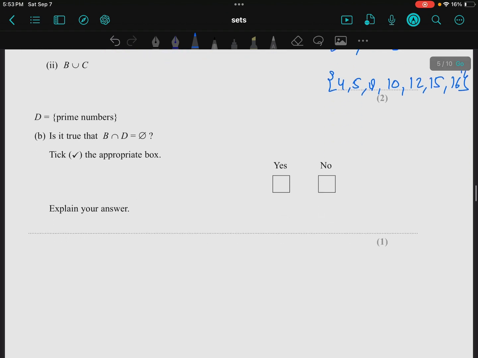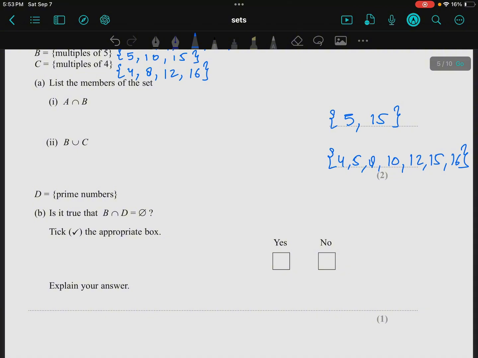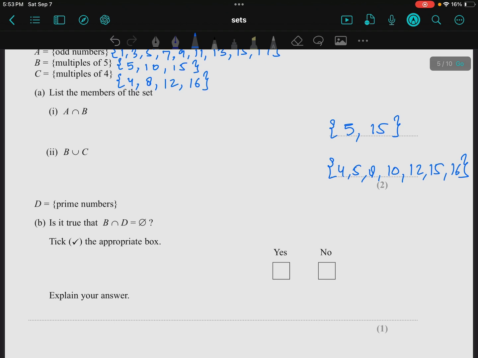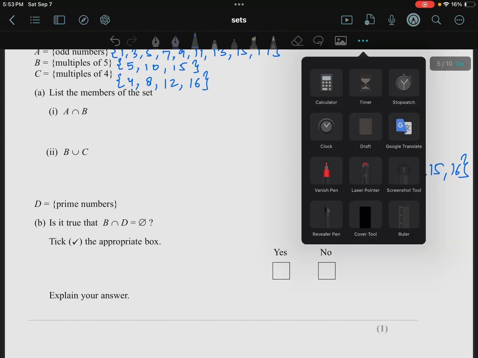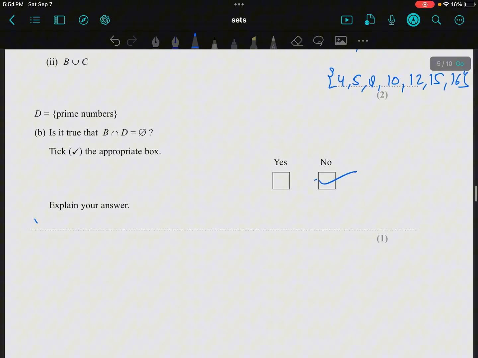D is equal to prime numbers. Is it true that B intersection D is equal to 5? Explain your answer. Since D is prime numbers and in B you also have 5, and 5 is a prime number, your answer here is no, because 5 is in both sets B and D.